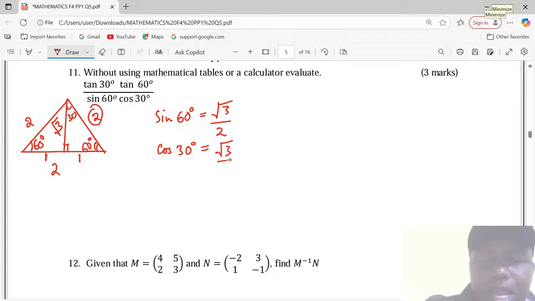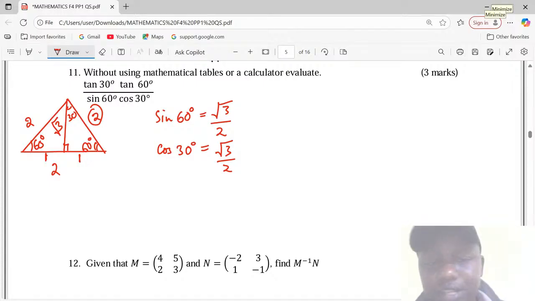Adjacent length out of hypotenuse. I've just noticed that sine 60 and cosine 60 are supposed to be equal. We call them complementary angles. So sine of one angle equals the cosine of the other if the two are complementary. And in this case, they are. 60 and 30 are complementary.